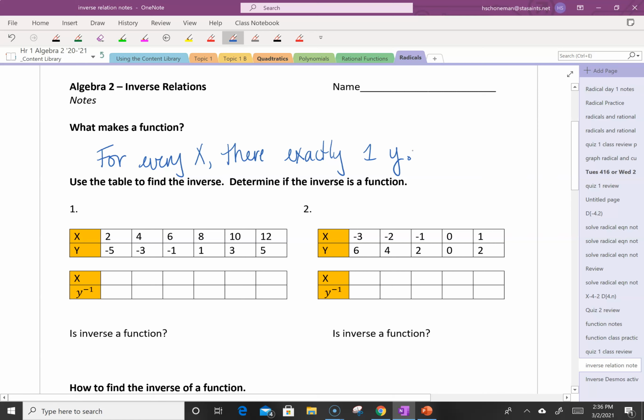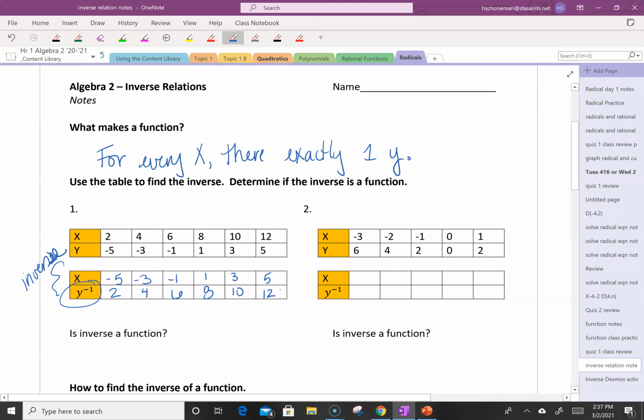So on problems 1 and 2, the first goal is to write the inverse. The second goal, once we know it's an inverse, is determine if it's a function. Well, how do we write the inverse? Well, when it's a table, all we have to do is flip the x and y. Okay, and this notation right here is the notation for the inverse. So this is indicating that this box here is the inverse function. So to get that, all you have to do is flip the x and the y. That's it. Very simple.